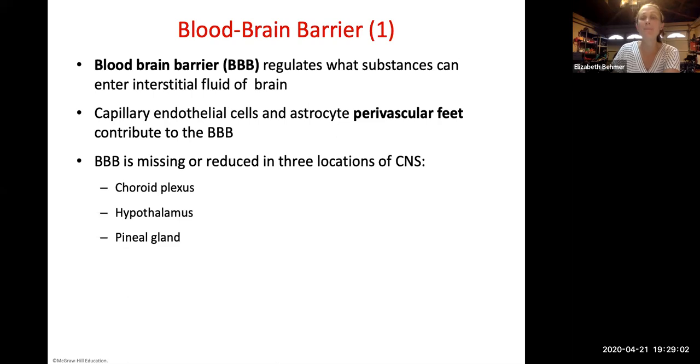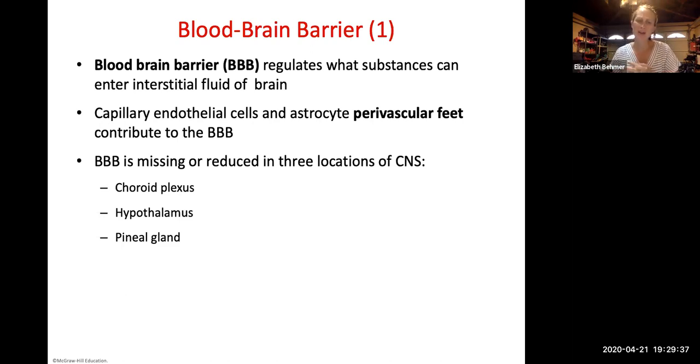The blood-brain barrier is part of this idea of protecting the brain. So we put it here. It regulates what substances can enter the interstitial fluid of the brain. Number 8, what makes up the blood-brain barrier? It's made up of endothelial cells and astrocyte cells, specifically the astrocyte perivascular feet, which surround the capillaries. And I'll show you a picture of that in the next slide.